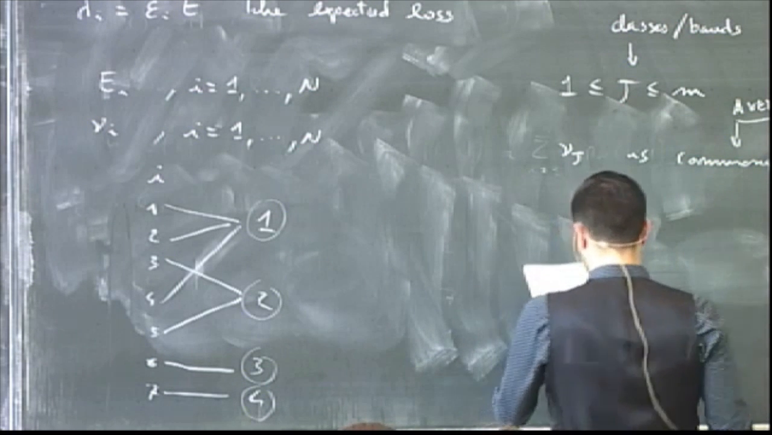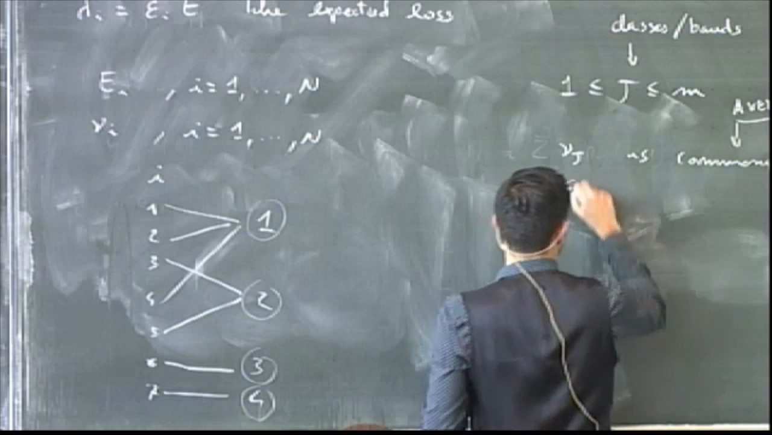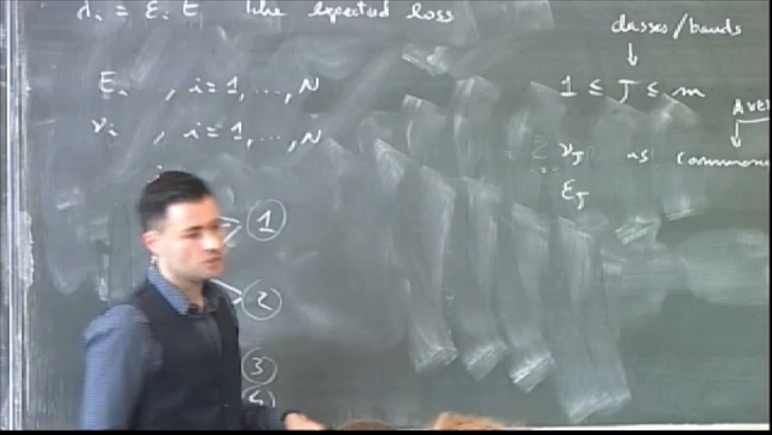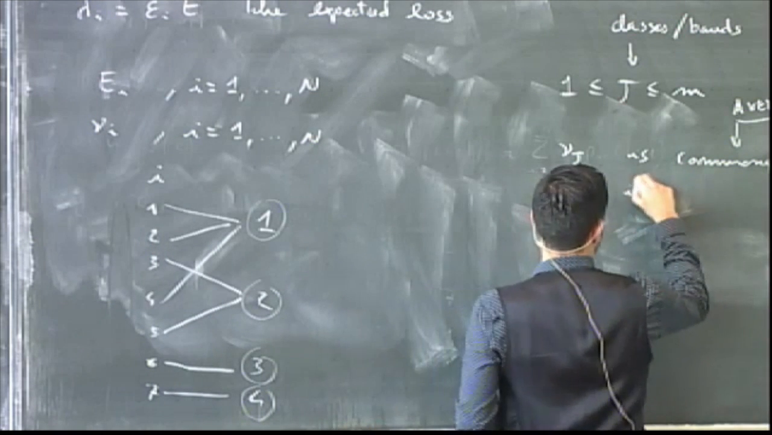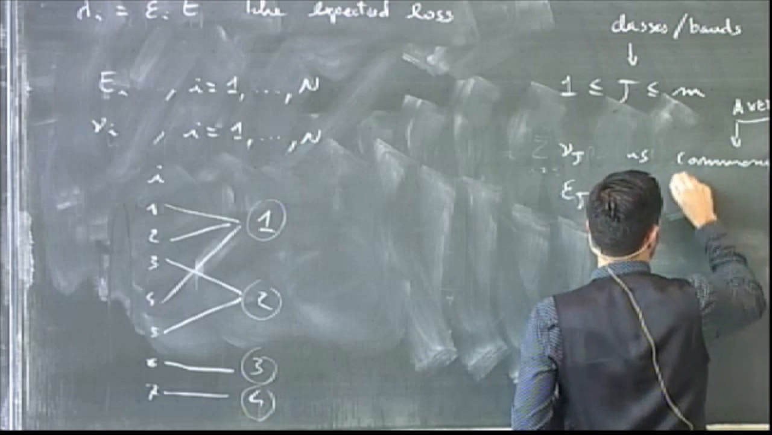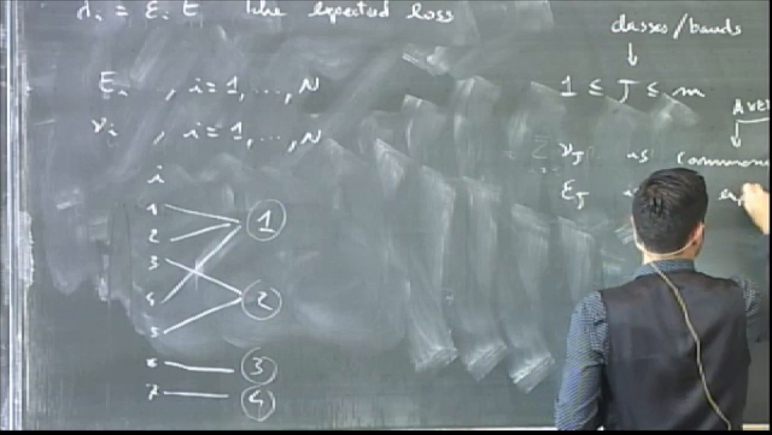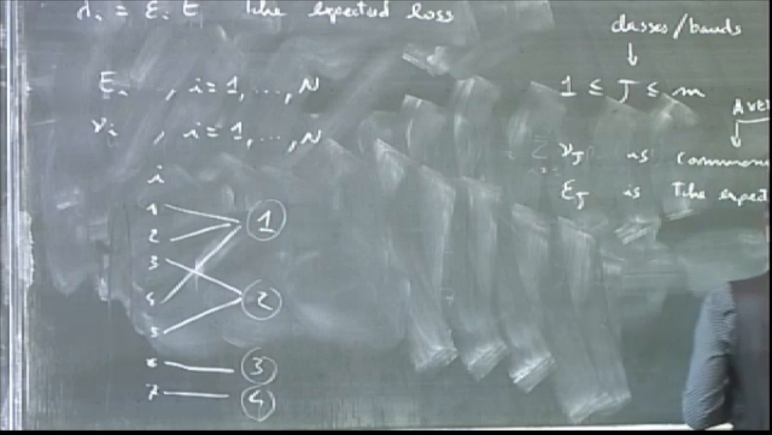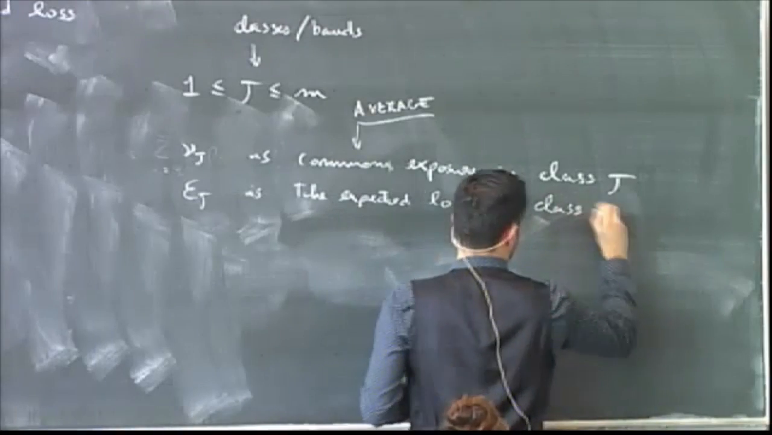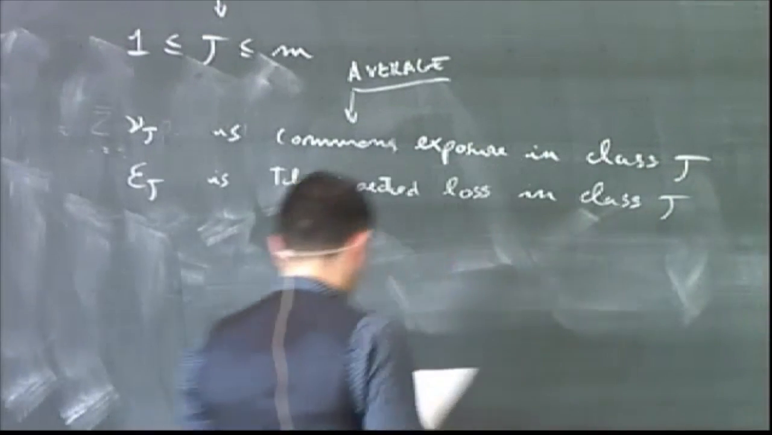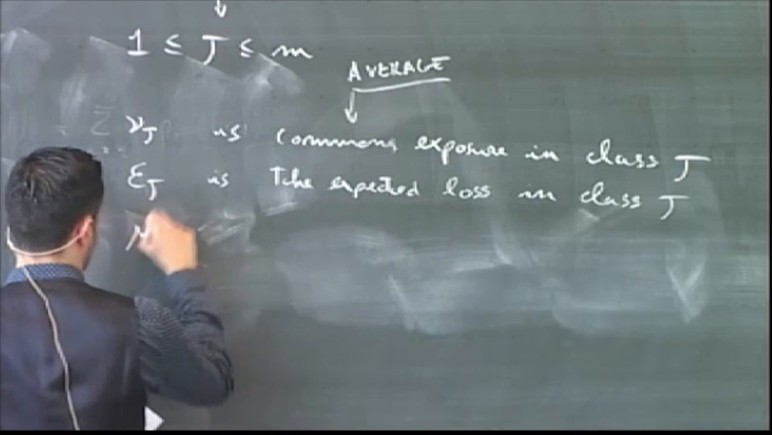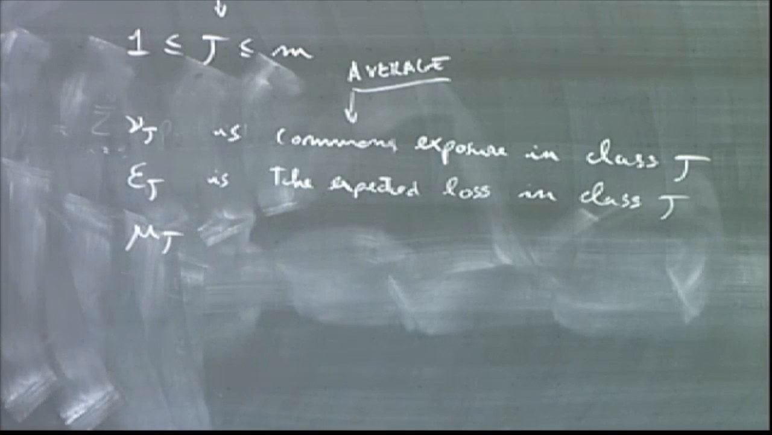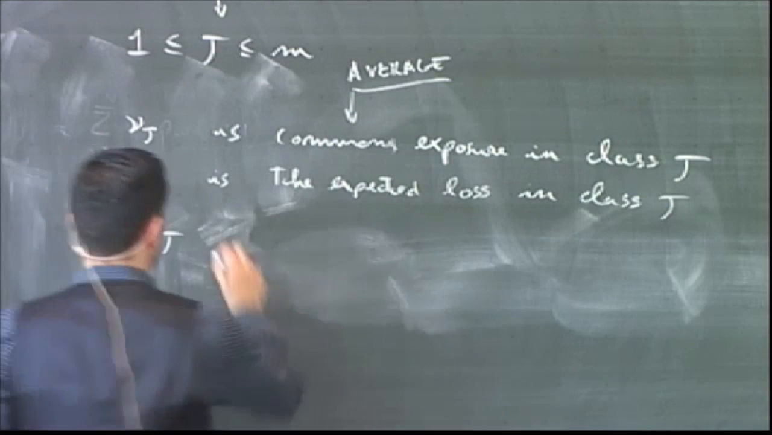So nu_J is that. Then we have epsilon_J, which is the expected loss in class J. And with mu_J, we indicate the expected number of defaults in class J.